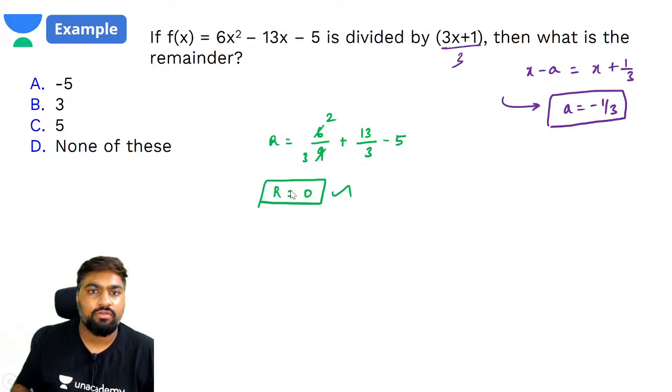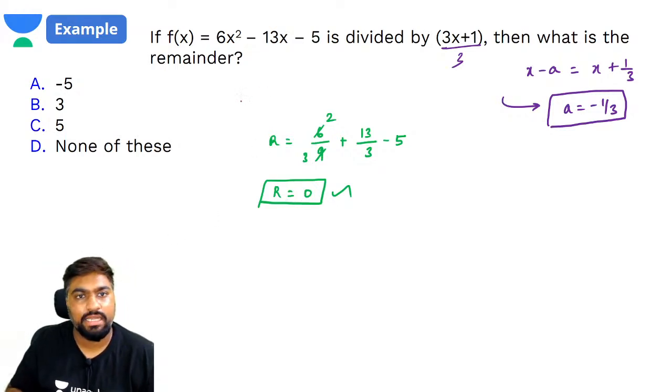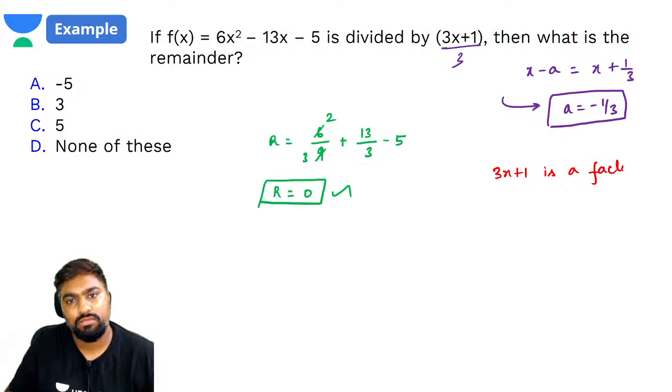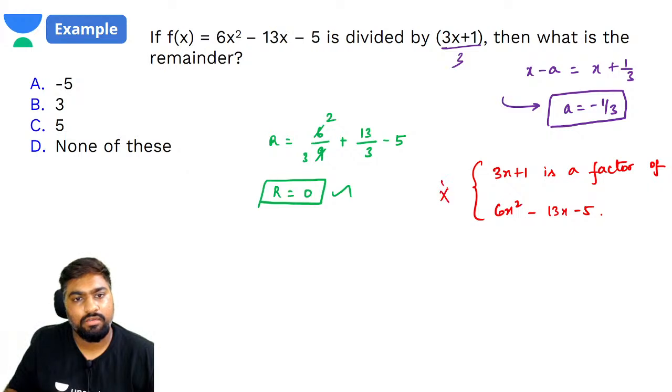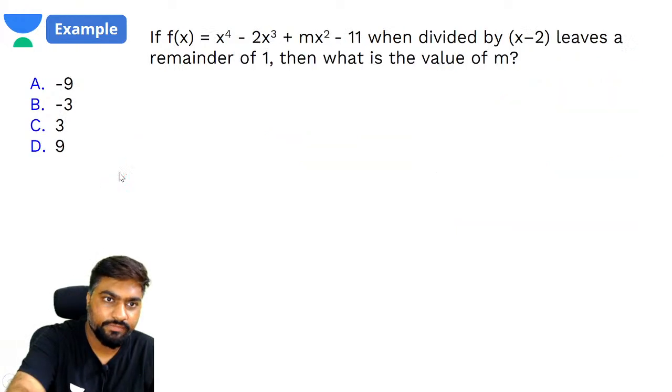Got it? So when we get 0, what is the clear understanding? That 3x plus 1 is a factor of 6x square minus 13x minus 5. Got it? If it is a factor, then remainder will be 0. Answer is none of these. Very good.